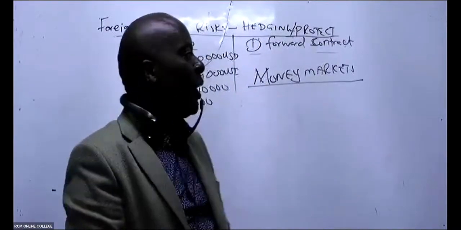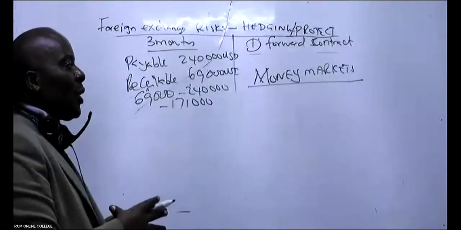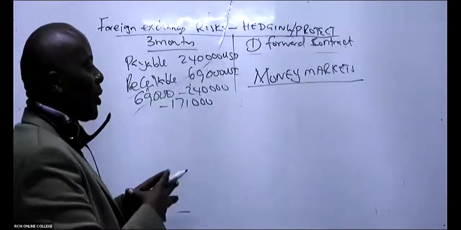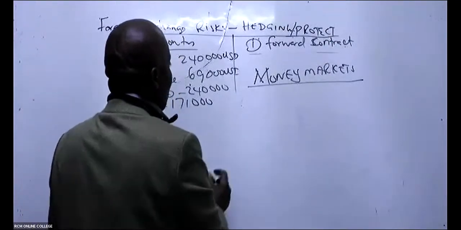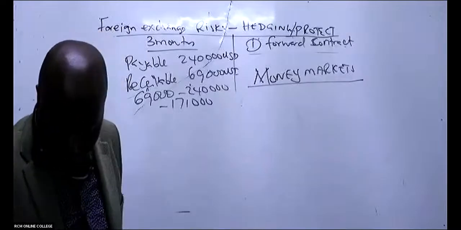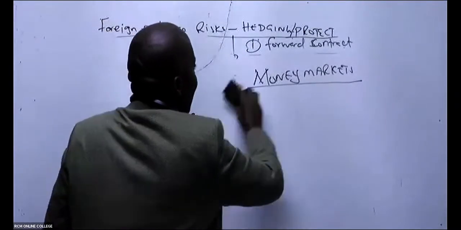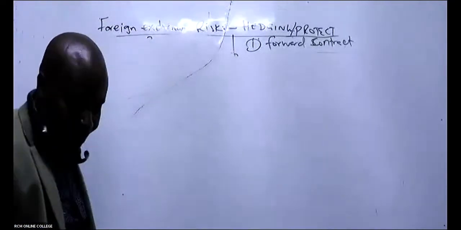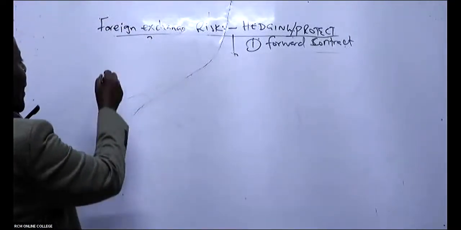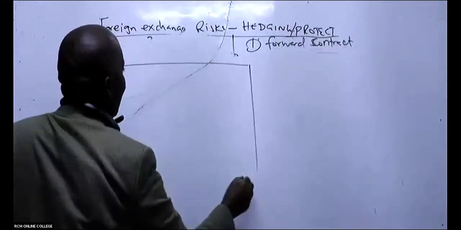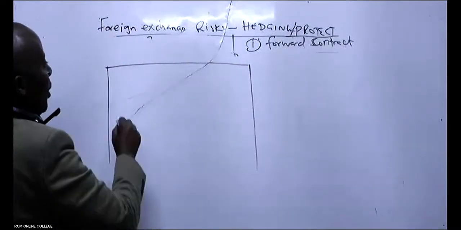Now, ladies and gentlemen, whenever you are told it's a question of money markets, you must always start by drawing a table. You draw a table. Unachora meza. Ukisikia money market, always chora meza. Unachora meza. Yeah. So ukishachora meza, usiweke kitambaa.